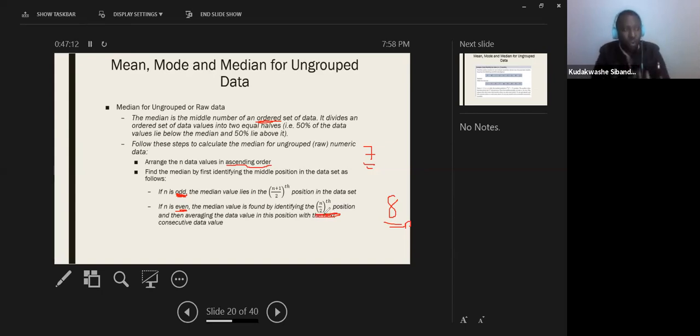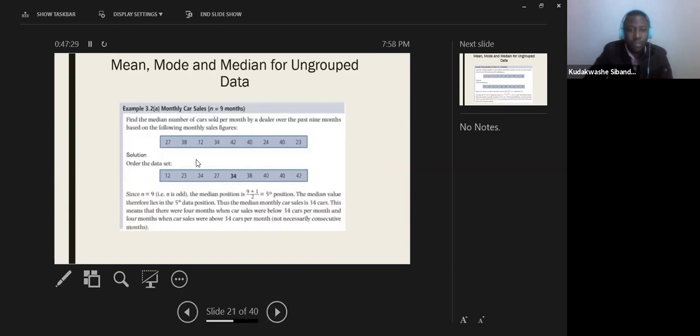So those are the things that you must pay particular attention to: the number of the data set. Is it odd, or is it even, so that you are able to clarify the type of formula that you are using.